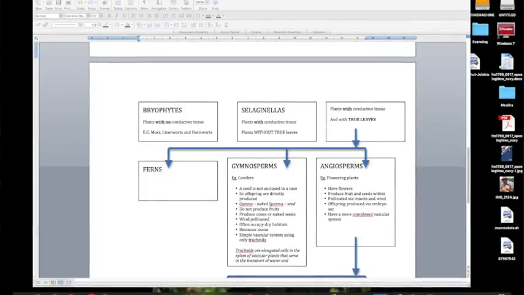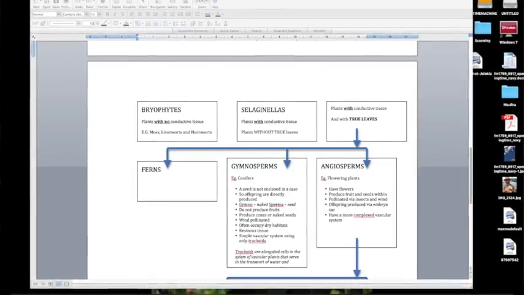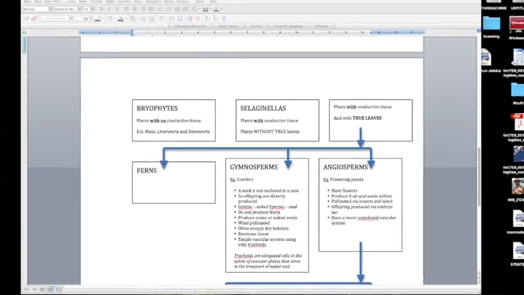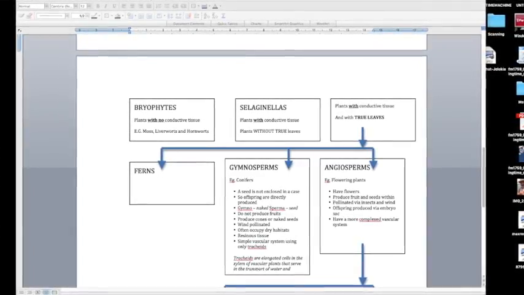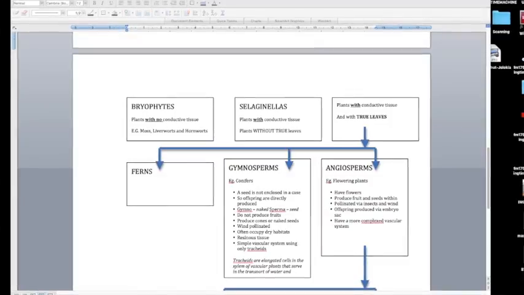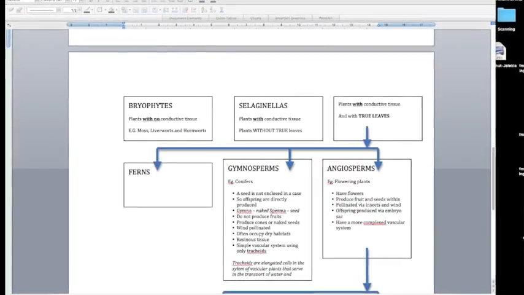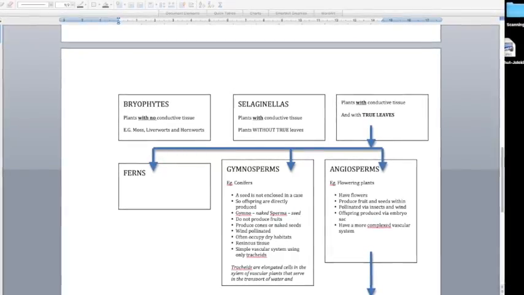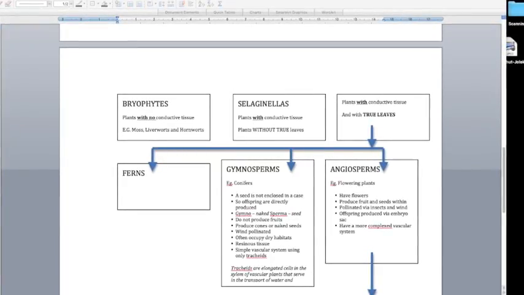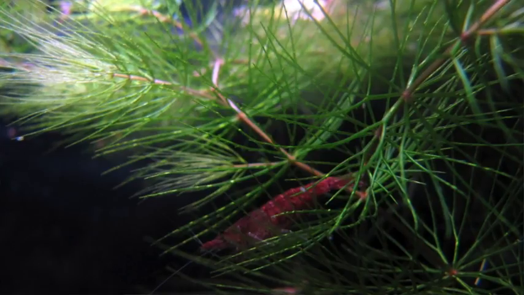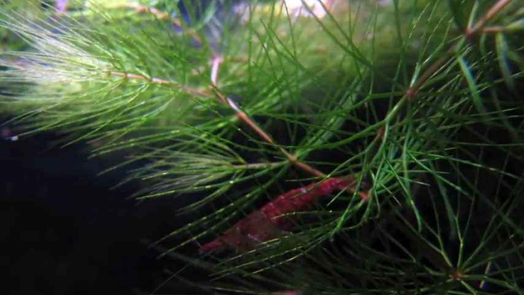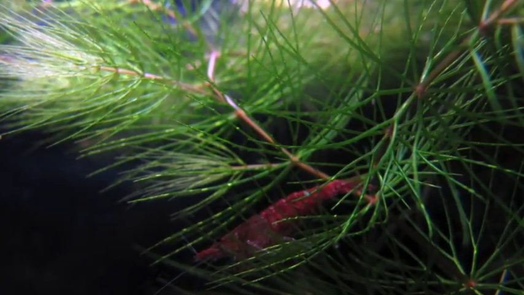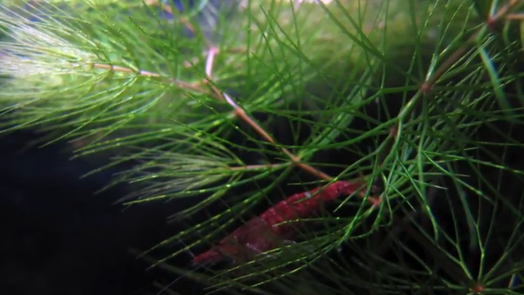Then we've got another classification of plant type known as, some of these are very difficult, Coelagenellas. And these are a step up from the bryophytes. They're plants with conductive tissue, but they still don't have true leaves, so that's what sets them apart.